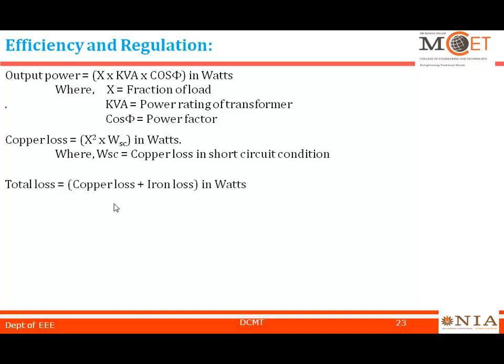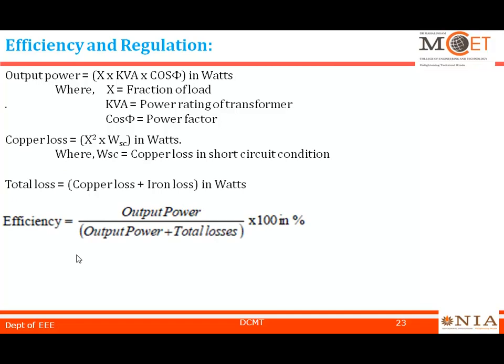So total loss is equal to copper loss plus iron losses. Copper loss we have decided from the percentage of load. Iron loss we found from the open circuit test, where we have W naught. That is called the iron loss. So we are going to find the total losses. Efficiency is equal to output power divided by output power plus total losses. Output power and total loss we have calculated here, so that gives your efficiency.